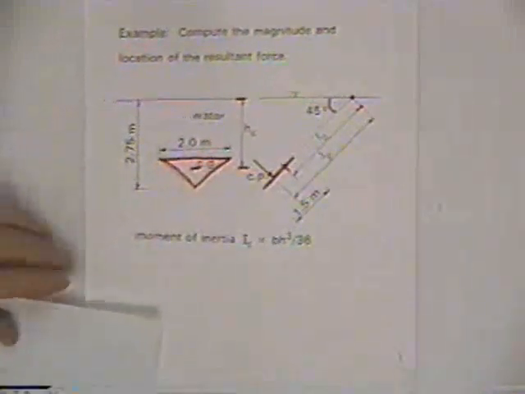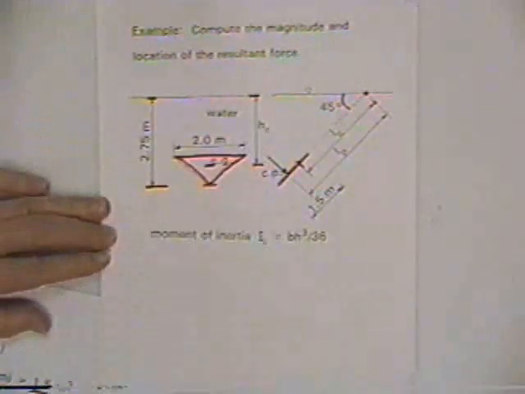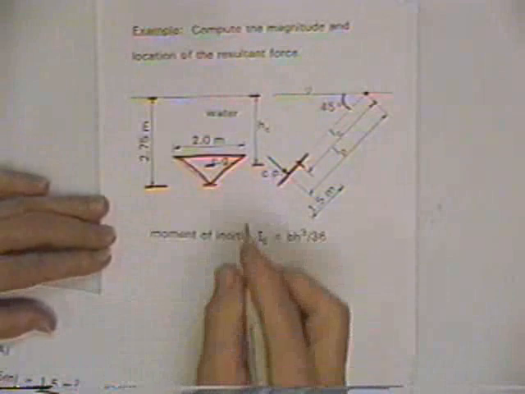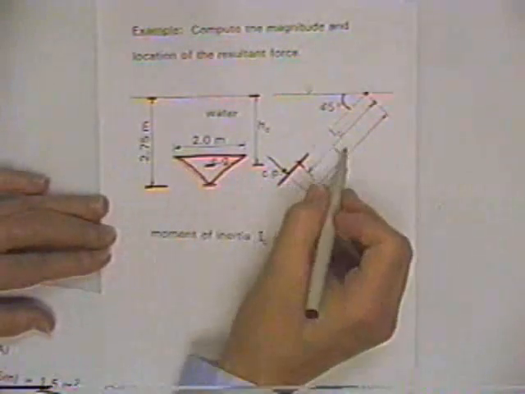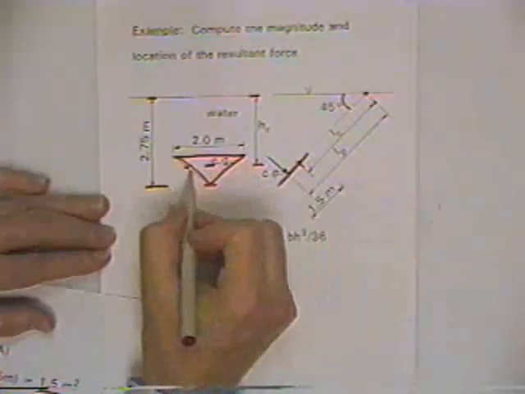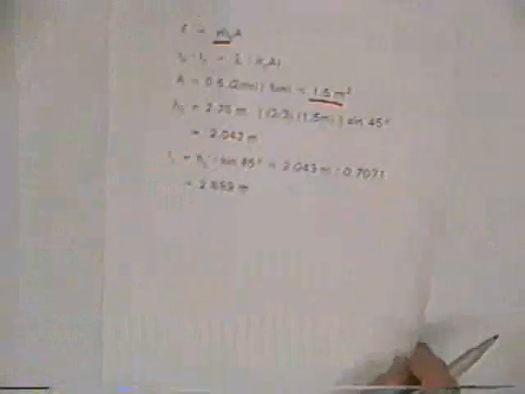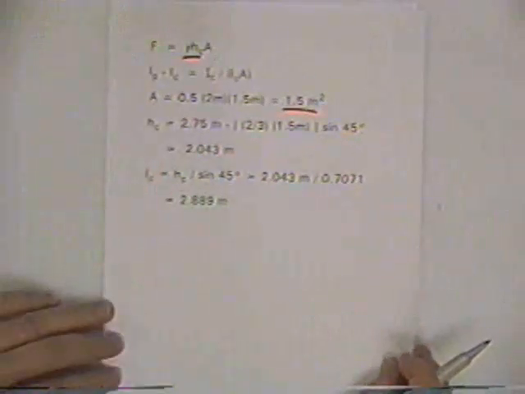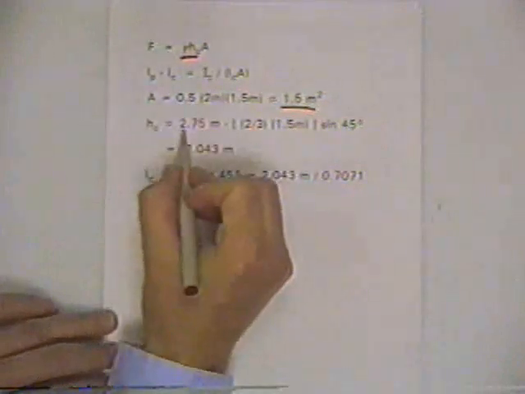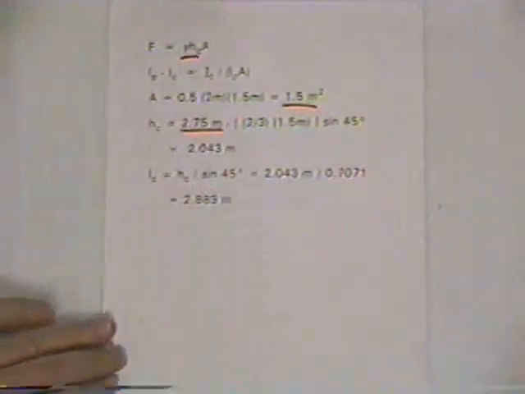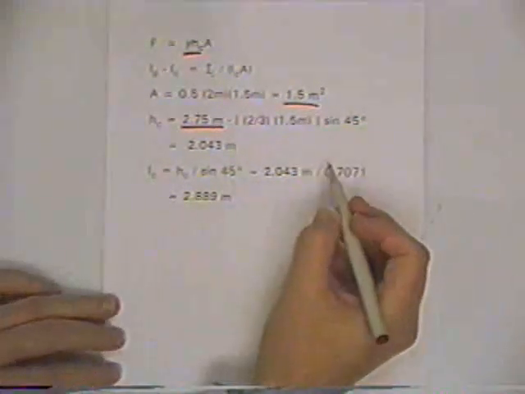The way we'll do that, we are given the measurement from the water surface down to the bottom here. So we know that's 2.75 meters, and then we can compute the difference in LC and LP, and get the vertical component of that and subtract it off. Okay, so measured from the water surface to the bottom, 2.75 meters, and then subtracting off to get to the center of gravity.